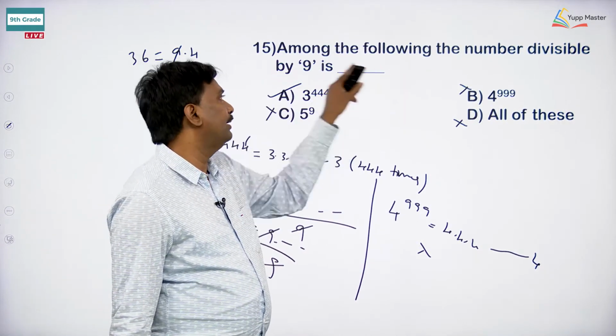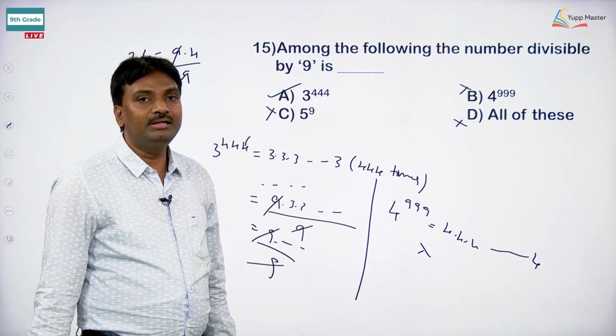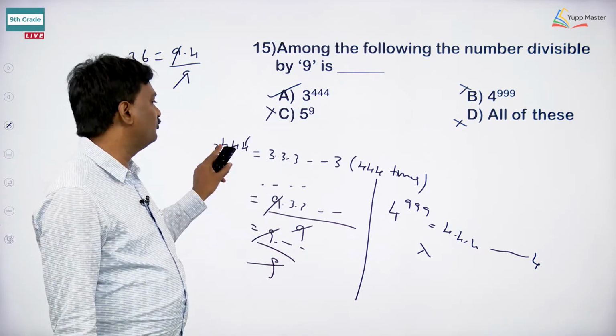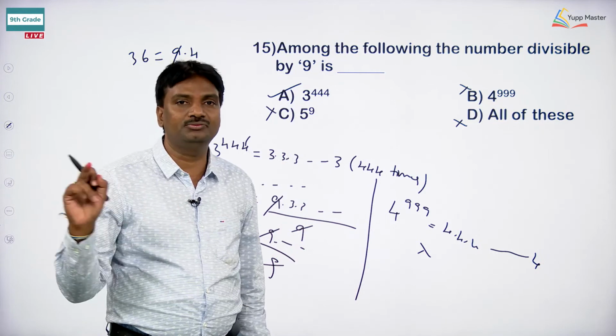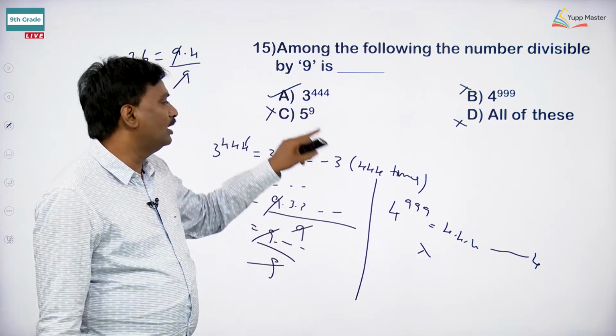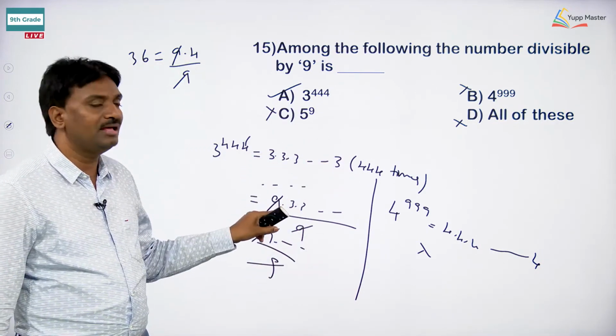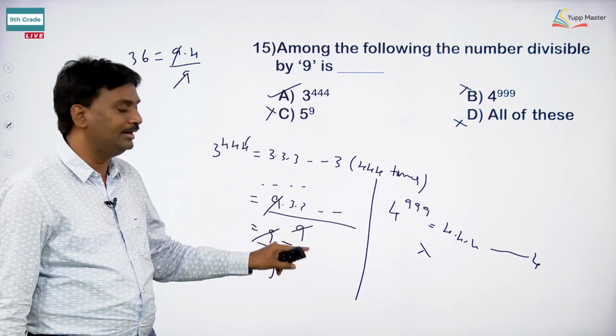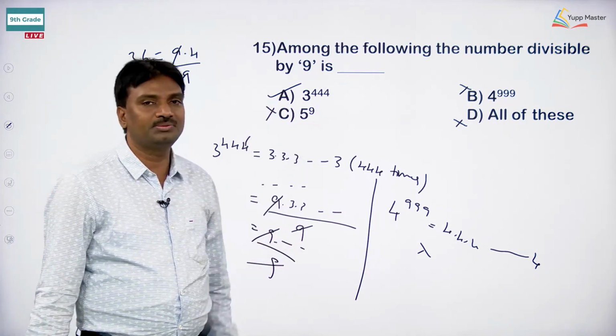Among the following, the number divisible by 9 is 3^444, right? 3^444 is 3 into 3 into 3 and so on, 444 times, where 3 into 3 can be written as 9, and the 9s get cancelled. So that's why the correct option is A.